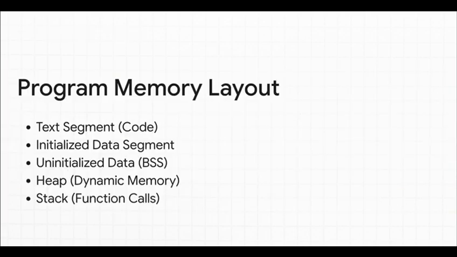So when you run that file, it gets loaded into memory in a very specific layout. The text segment, that's just your code. The data and BSS segments are for your global and static variables. And then you have the two dynamic parts: the heap, which is where you manually ask for memory with functions like malloc, and the stack, which automatically handles all your function calls. Knowing this map is absolutely fundamental.